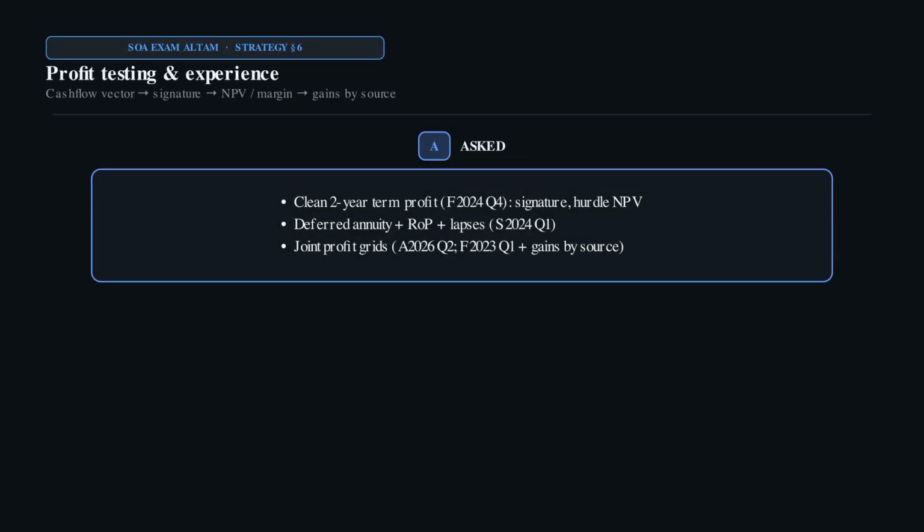Category 6. Profit Testing and Experience. Fall 2024 Question 4 is a clean 2-year term with pre-contract expense, lapse, hurdle NPV, and uses of profit testing.